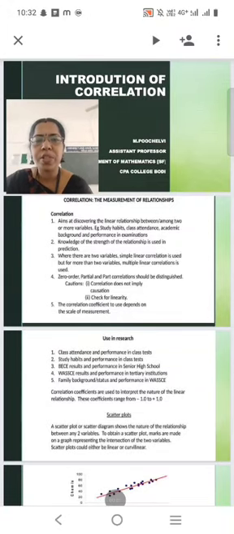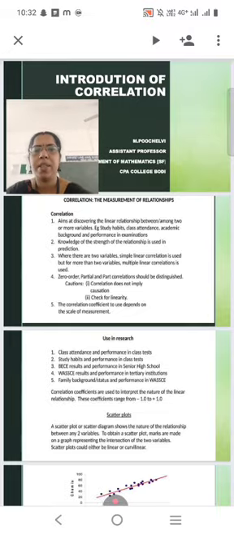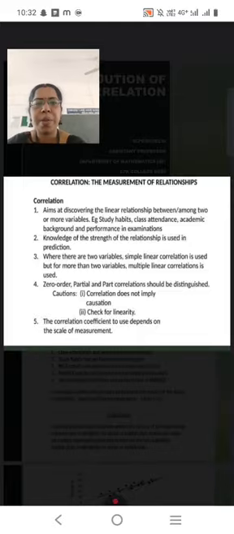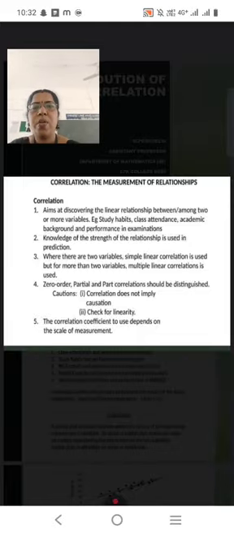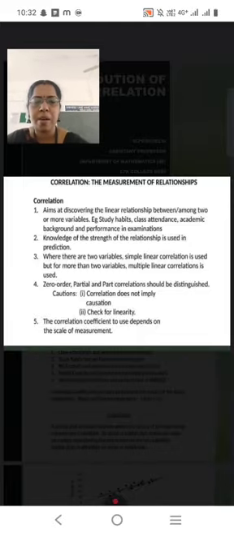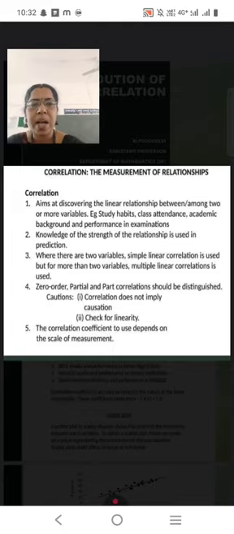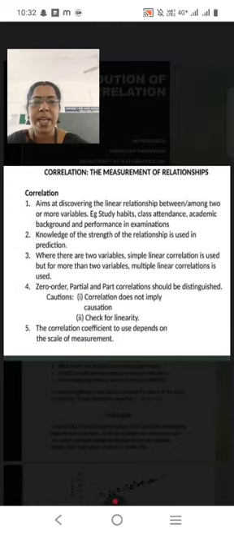Today we are going to discuss the introduction of correlation. First, we discuss correlation, the measurement of relationship. What is the relationship of measurement in correlation? First one, it aims at discovering the linear relationship between two or more variables. Example: study habits, class attendance, academic background and performance in examinations.